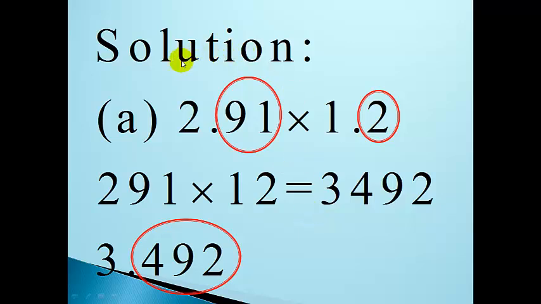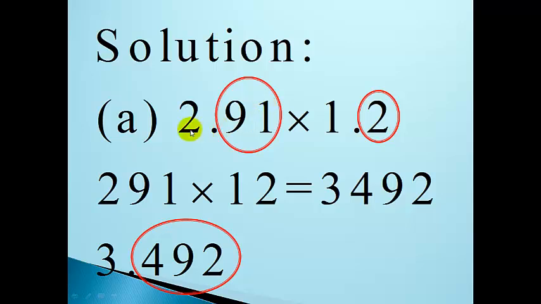Now with the example we are given, let's consider the first example, A. 2.91 times 1.2. When you are given decimals to multiply, take note of this: your concentration should be the decimal places. With 2.91 we have 2 decimal places, and with 1.2 we have 1 decimal place. So in all you are going to have 3 decimal places.